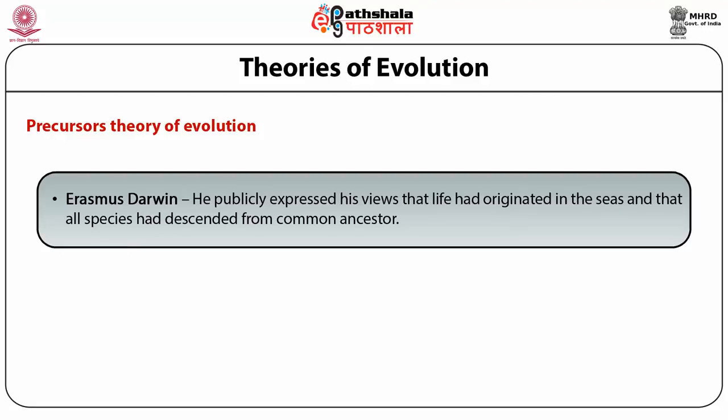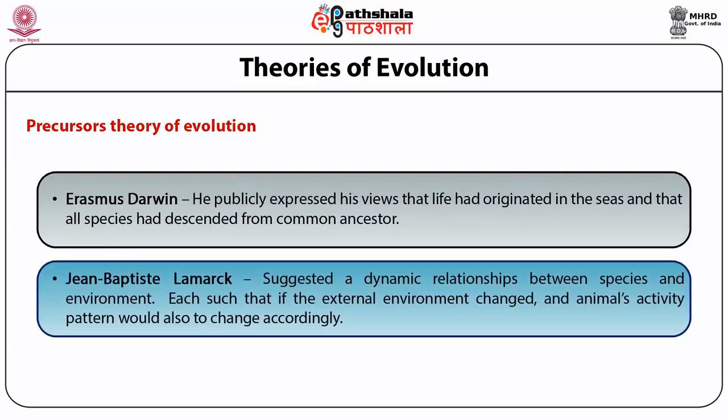The next is Jean-Baptiste Lamarck. He suggested a dynamic relationship between species and environment, such that if the external environment changed, the animal's activity pattern would also change accordingly.